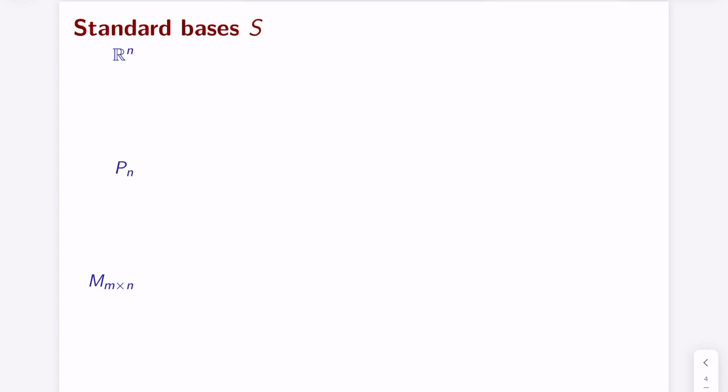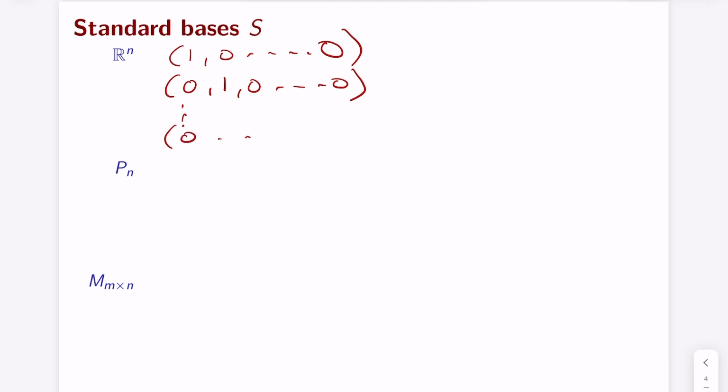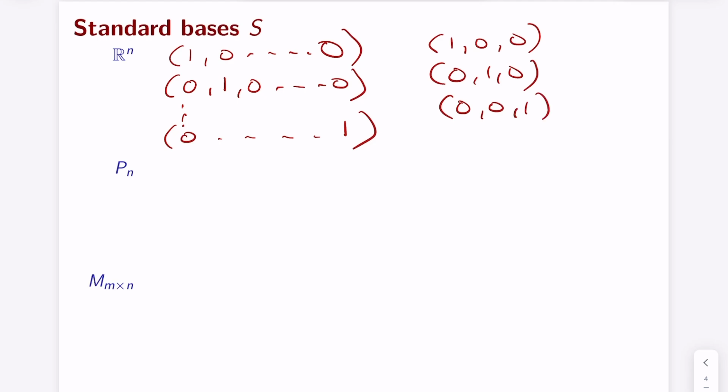Particular bases: we knew already the standard basis for Rn, right? In Rn, you consider the vector with 1 and everything else 0, and then you move the 1 to the second position and everything else 0, and so on until the last one that has a 1 there. So this is the standard unit vector basis for Rn. In particular for R3, we know that these three vectors are the standard basis, the vectors that we call i, j, k. So that's something to have in mind as a reference for the analogy with the new vector spaces that we are learning now.